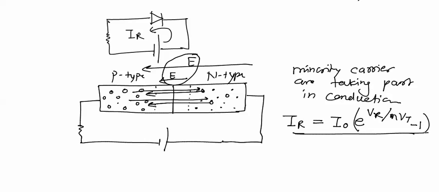Sorry, I have made a mistake while defining the current in the forward direction. I will correct it later. IR equal to I naught into e raised to power VR upon eta Vt minus 1.